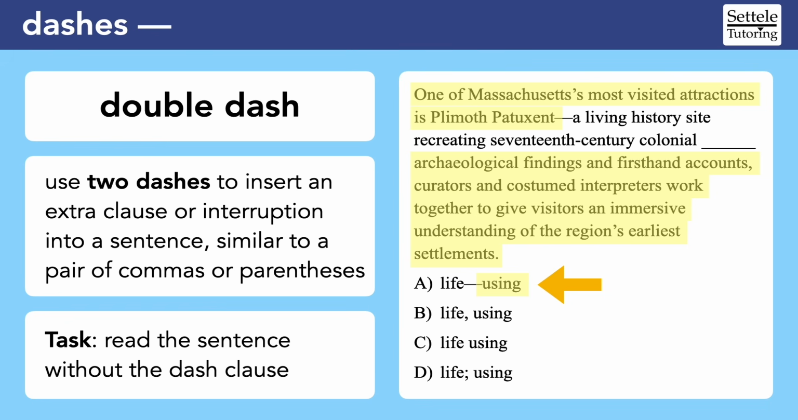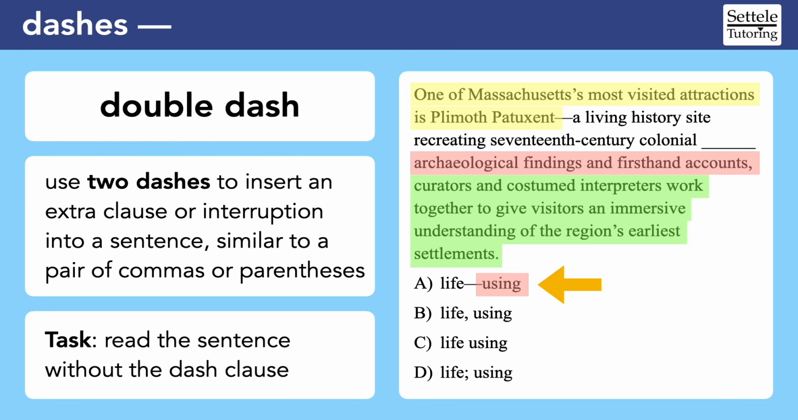But it's incorrect. When we're focused on checking the double dash, it's hard to hear that there's a pretty significant problem with choice A. My highlighting for this passage should be much more complicated. The first part in yellow is definitely a sentence. One of Massachusetts' most visited attractions is Plymouth Patuxent.